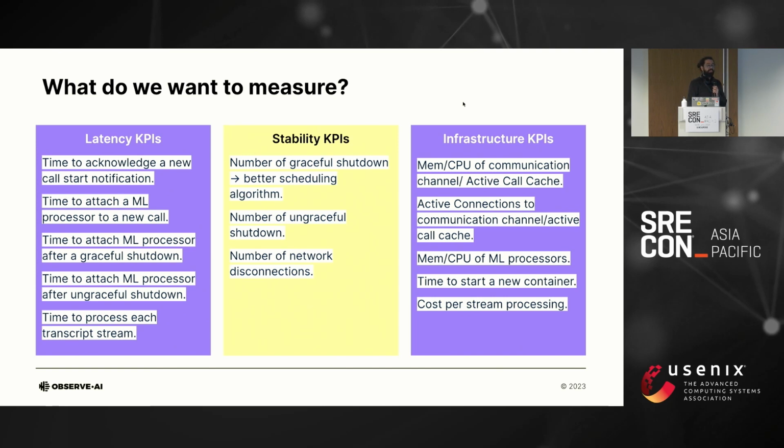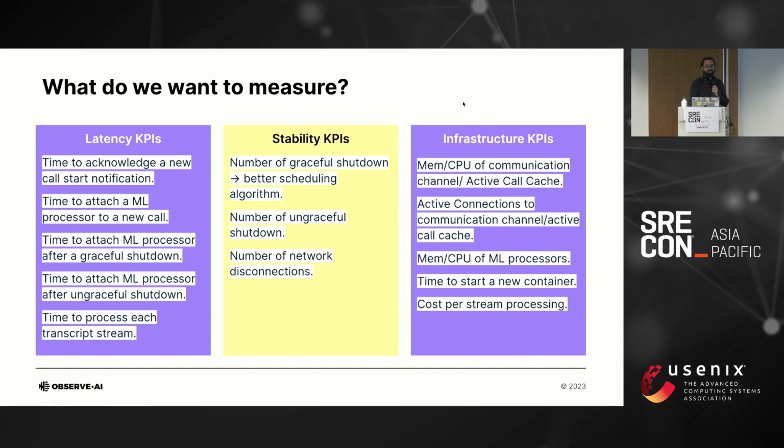Time to attach an ML processor to a new call. Once a call has started, if it's broken down into 10 workflows, what is the latency of each of these workflows to pick up a new call that's coming into the system? Time to attach ML processes after a graceful and an ungraceful shutdown. This is required for us to monitor how many messages or how many contexts I am missing in production as we go ahead. And finally, time to process each transcript stream. This tells me how quickly I am able to consume voice messages that are coming in, so as to know the real-time latency at which messages are being delivered to the end user.